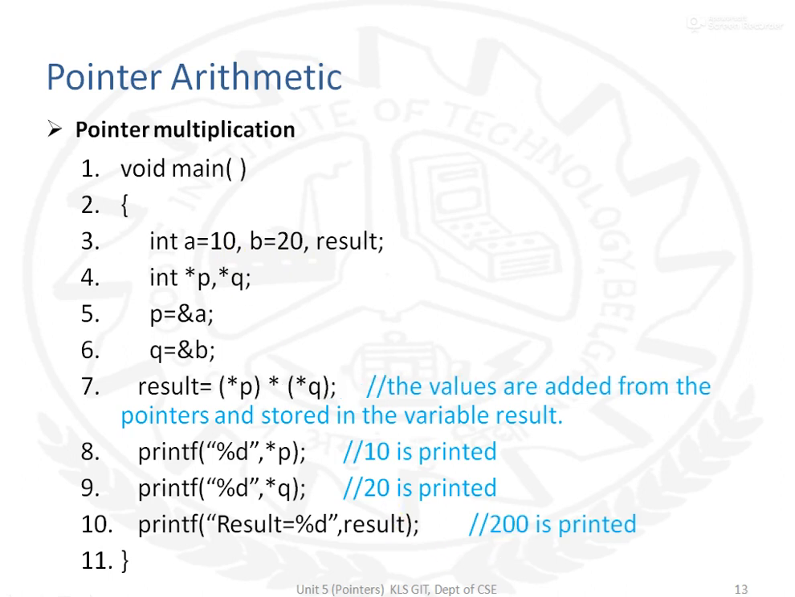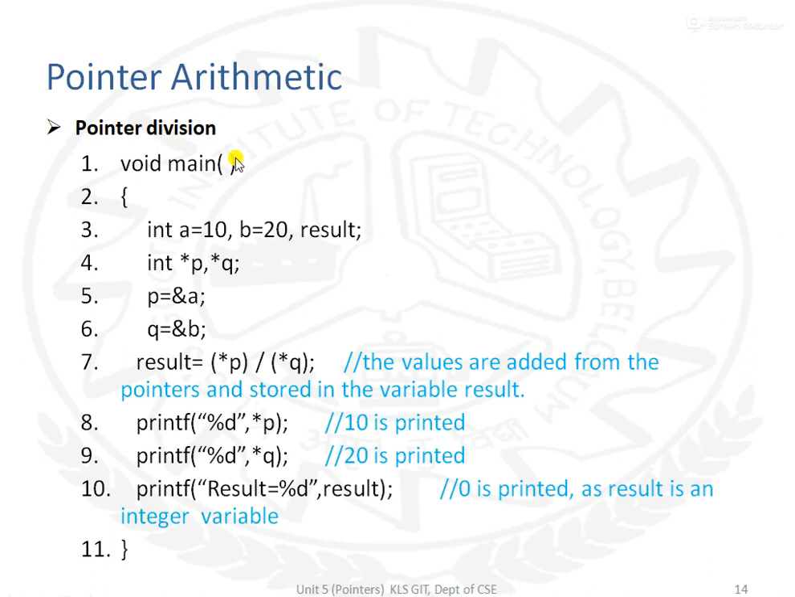We have the same case for multiplication. Now we have to be very careful while doing multiplication. The best practice is to use brackets, as we have shown here. So *p is in a bracket and *q is also in a bracket. Now we can also remove these brackets, but we have to be very careful while using that method. So *p is 10 and *q is 20. Multiplying them, it will print 200.